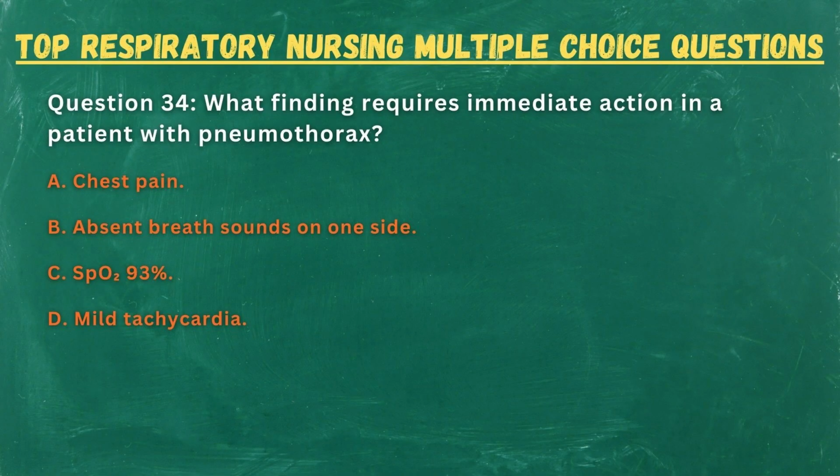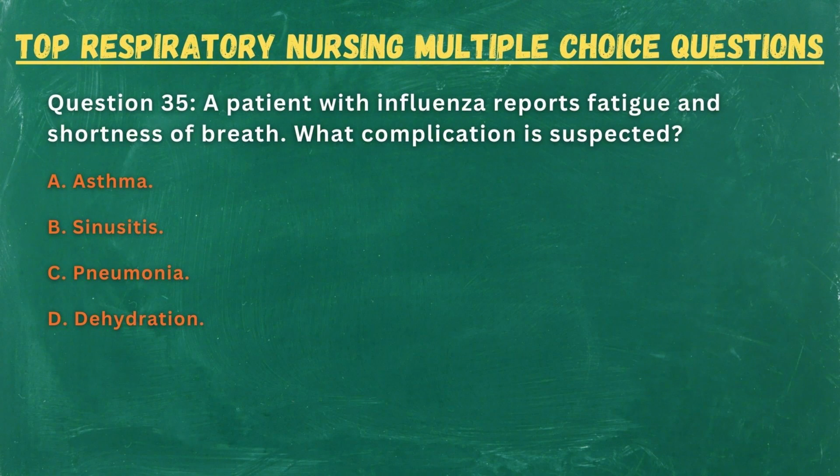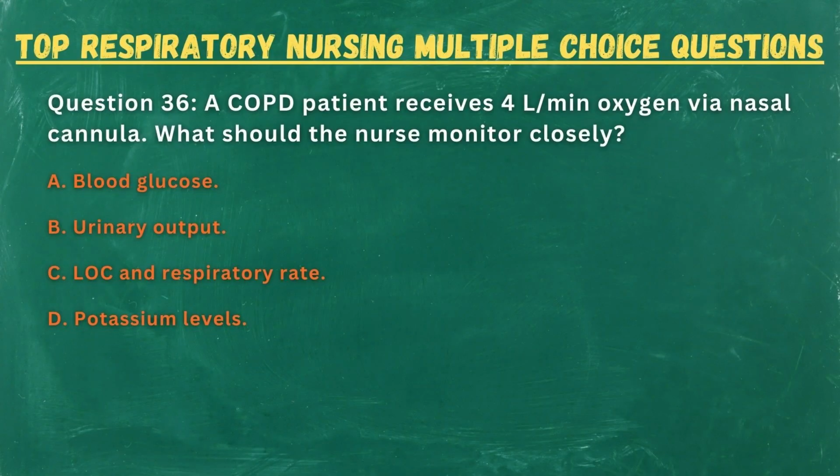Question 34. What finding requires immediate action in a patient with pneumothorax? A. Chest pain. B. Absent breath sounds on one side. C. SpO2 93%. D. Mild tachycardia. Answer: B. Absent breath sounds on one side. Question 35. A patient with influenza reports fatigue and shortness of breath. What complication is suspected? A. Asthma. B. Sinusitis. C. Pneumonia. D. Dehydration. Answer: C. Pneumonia.